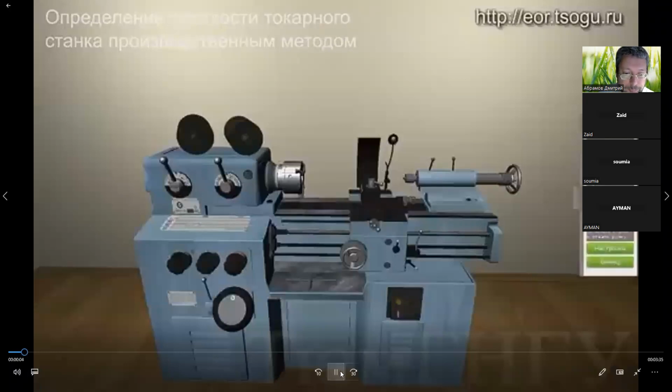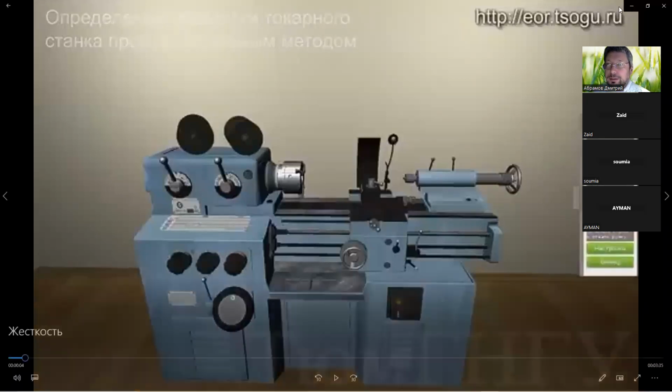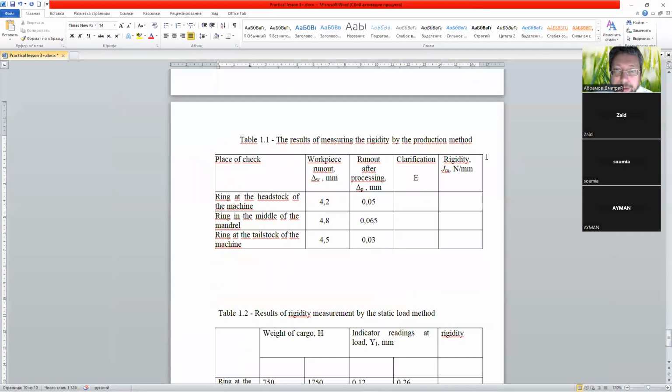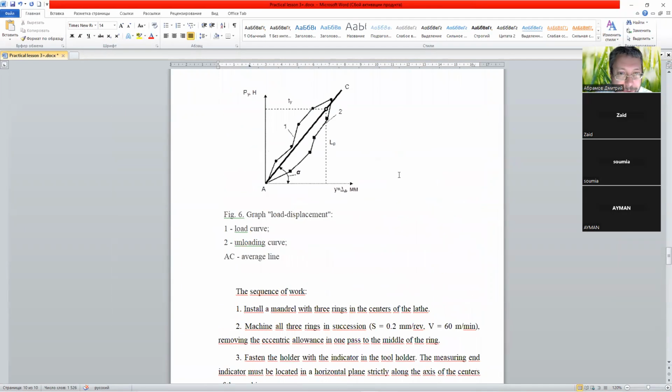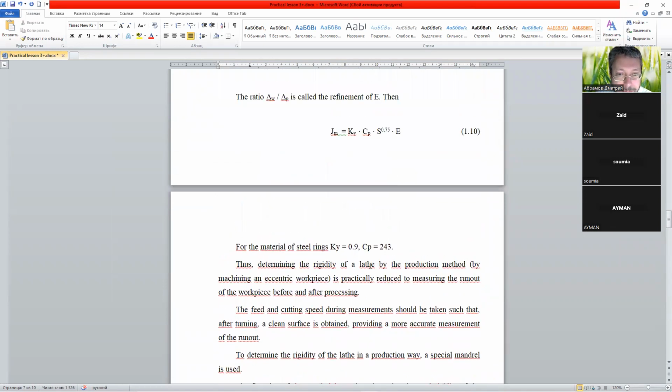Teacher, excuse me. Yes, CP is 243. Yes. CP 243. Yes. Okay. And this one, QU is 0.9 for all rings, and CP is equal to 243 for all rings, for the first and second and third rings. Okay. Thank you. The only difference is E between these three rings.